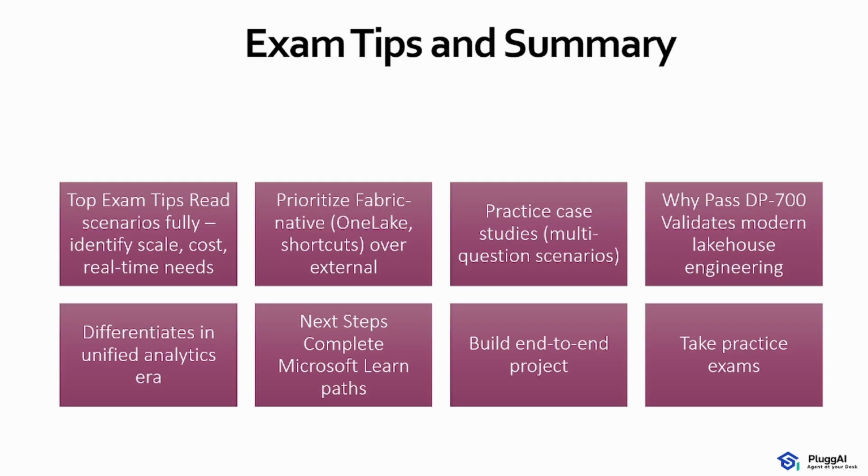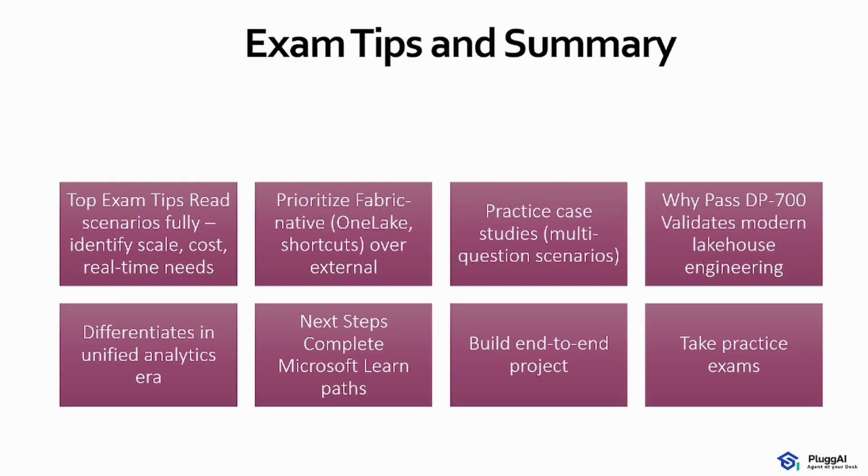First big tip: read scenarios fully, and I mean really dig in. Every question is a mini story about an enterprise problem. Identify the key constraints right away. Is it scale they're worried about? Cost overruns, real-time needs, compliance? Microsoft loves throwing in distractors, so pause and ask yourself, what's the primary driver here? For example, if it's massive data volume with semi-structured files, lean Lakehouse. Strict relational reporting, warehouse. Real-time alerts, Eventstream and Real-Time Intelligence.